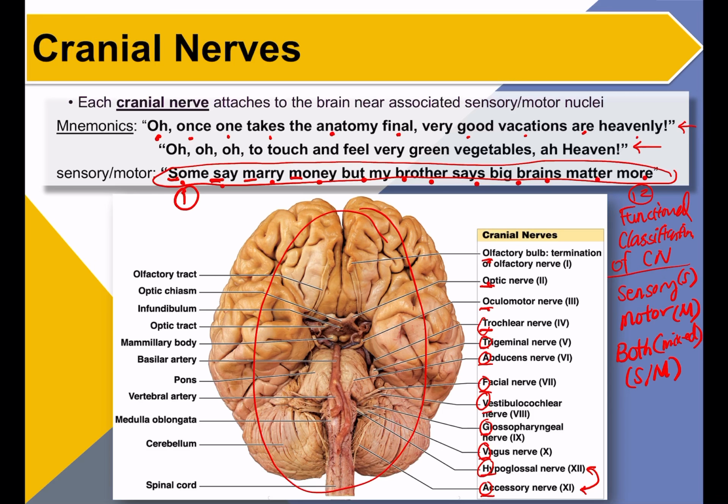So some say marry money, but my brother says big brains matters more. Okay, so going down the 12 cranial nerves, you know which is for sensory, which is for motor, which one has both. Okay, so those are the mnemonics that will help you.